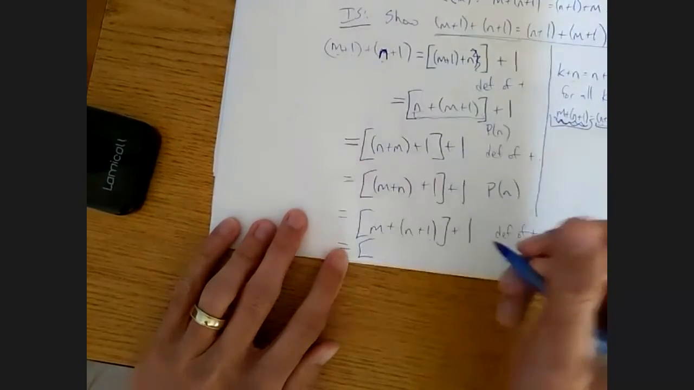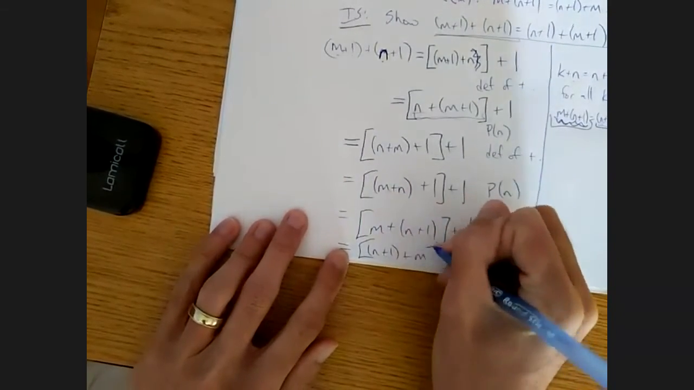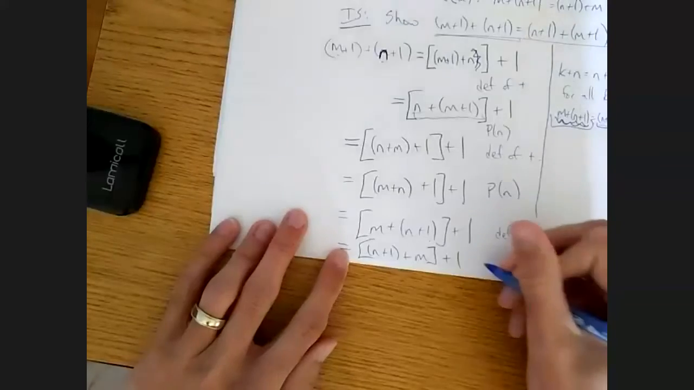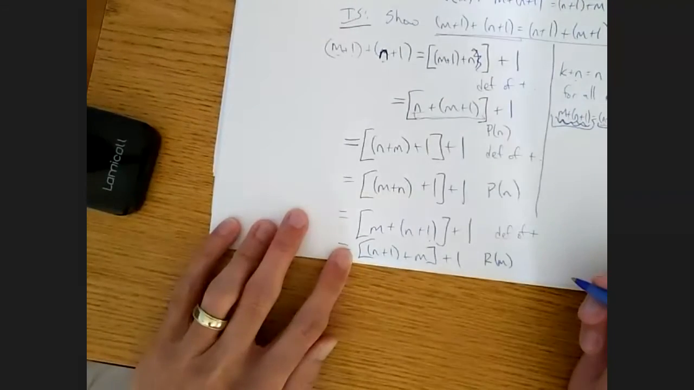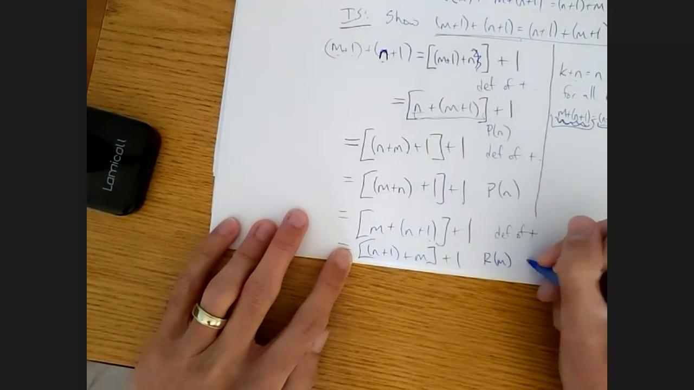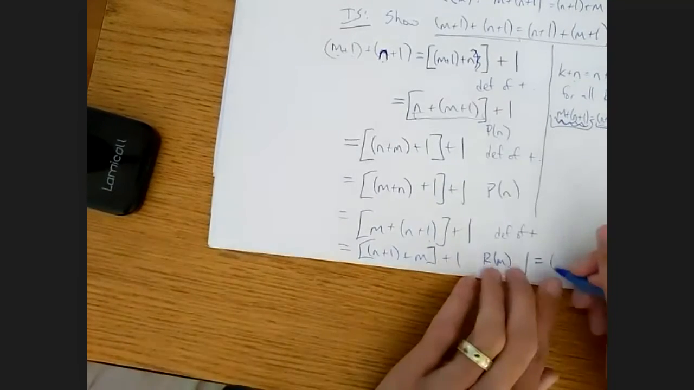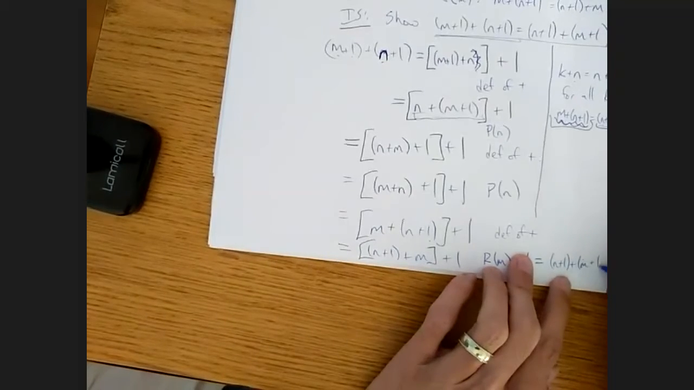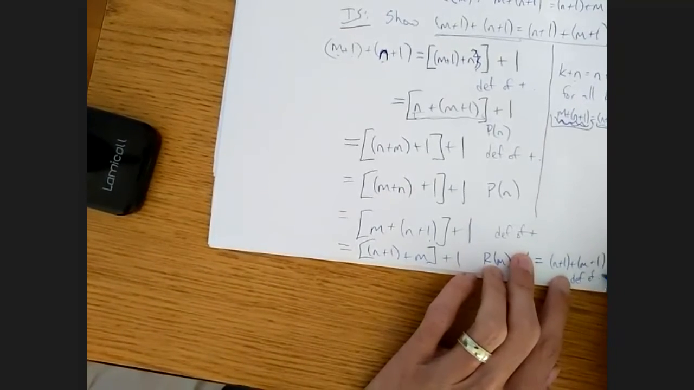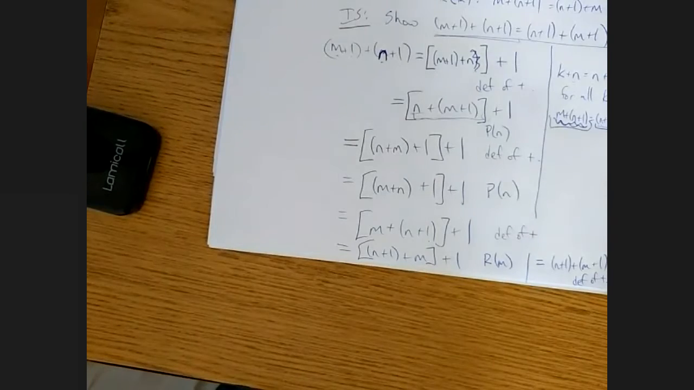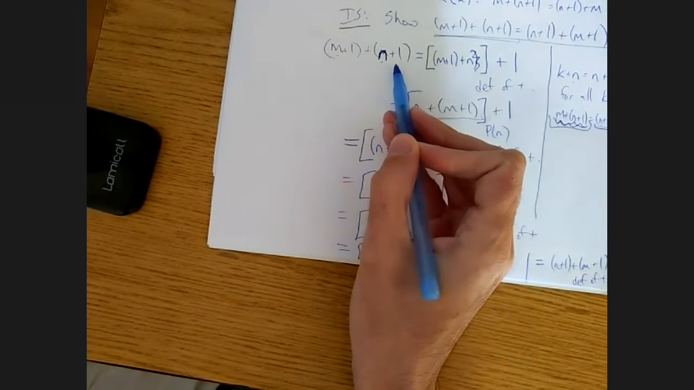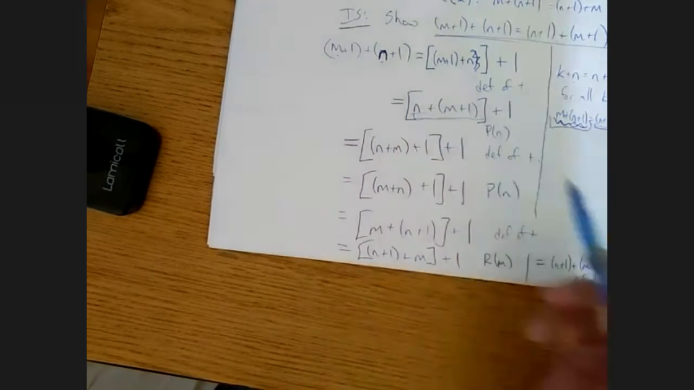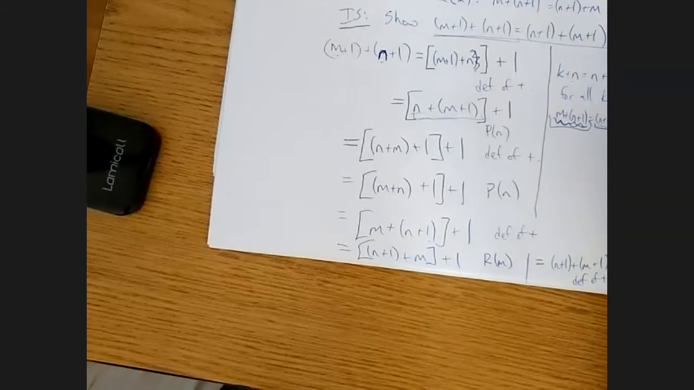This would be N plus 1 plus M plus 1. That's the induction hypothesis R of M. And now the final step is to say that this is just N plus 1 plus M plus 1 by the definition of addition. And where did we start? We started with M plus 1 and N plus 1 the other way around. Okay, so we've shown R of M plus 1.